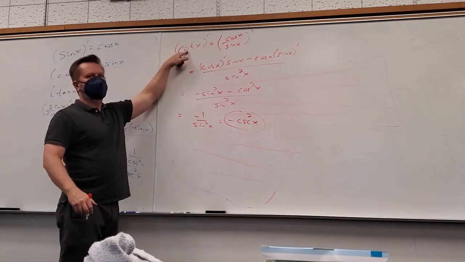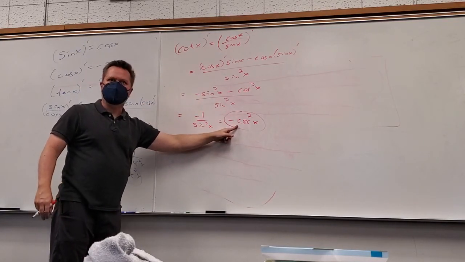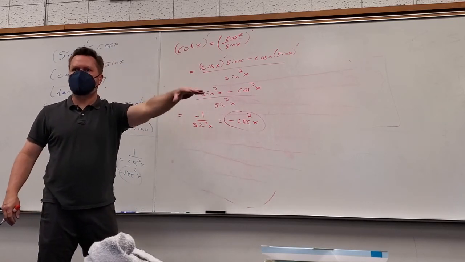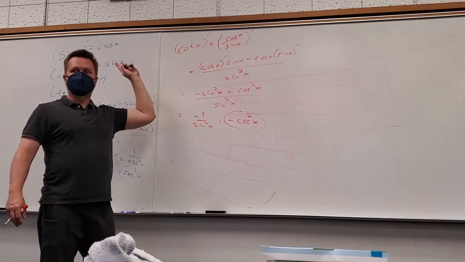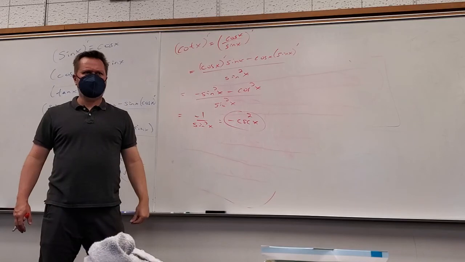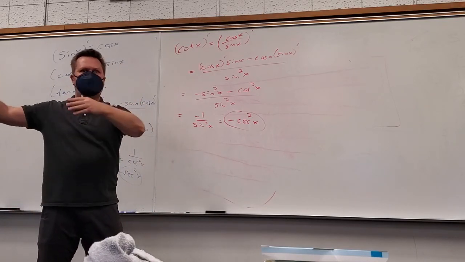Derivative of cotangent, negative cosecant squared. All the co functions are negative when you take their derivative. What's the derivative of cosine? What's the derivative of cotangent? Okay, right? That kind of helps to explain why we call the co stuff what we do.